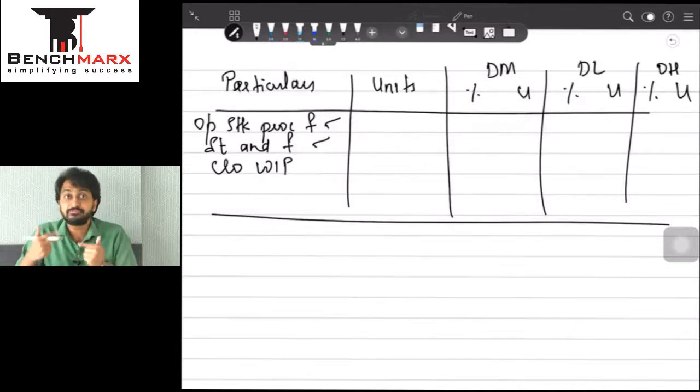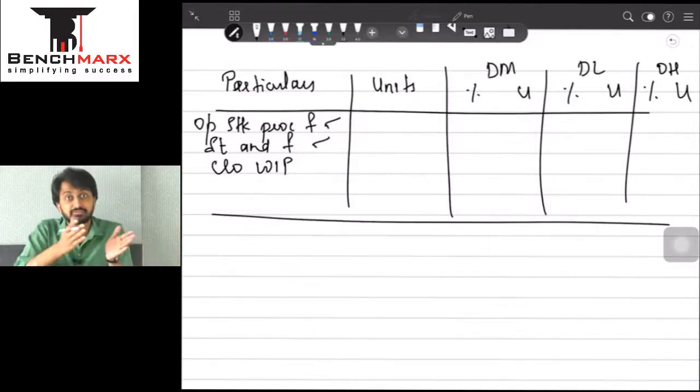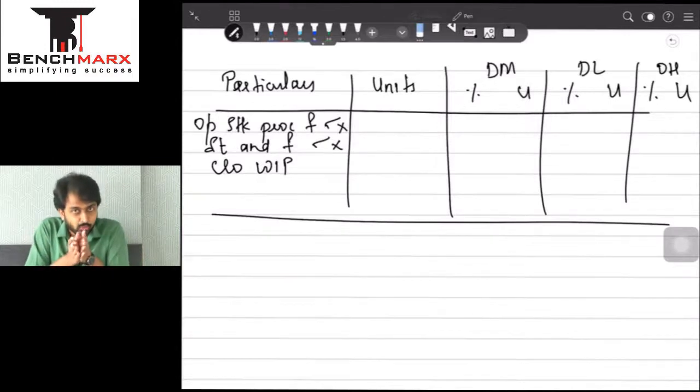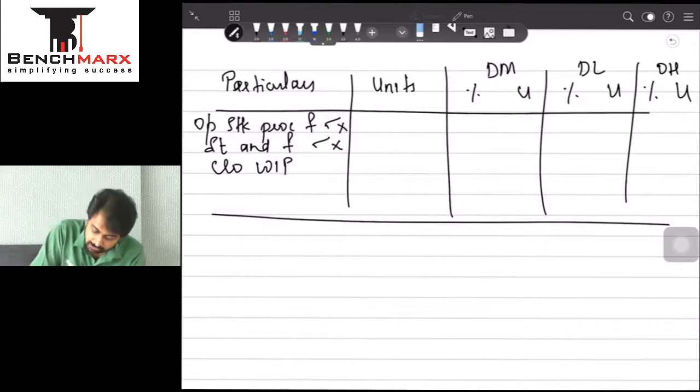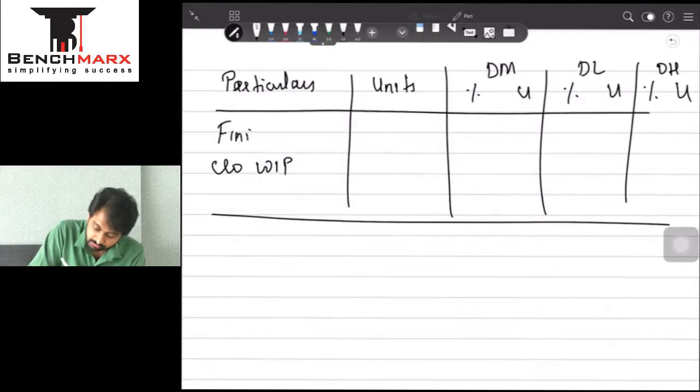But once I am doing a WAM, it's an average method, which means I need to have the average cost of the previous period as well as this period, which means I do not want the split of opening stock, process further and the started and finished, which means when I'm doing a statement as per WAM, I will not require the split of opening stock content and started and finished content, which means I do not need this and this split. What I need is only the goods which are finished.